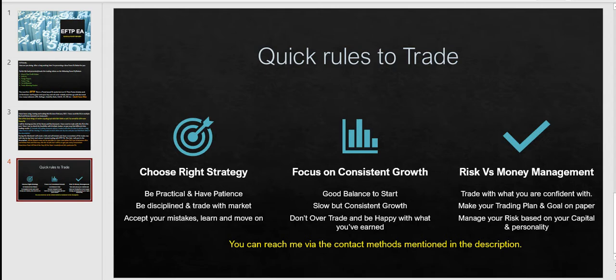Don't overburden yourself by using multiple other things that other people follow. What other people follow, they are comfortable with, but you do whatever you are comfortable and confident with. And make your trading plan and goal on paper, because writing it down will give you something to follow. Otherwise, just thinking in the mind doesn't make sense. And manage your risk based on your capital and personality. Personality means how much risk you can take, how much loss you can take, and how much profit you expect for the day. Manage your risk accordingly, based on the capital you have.